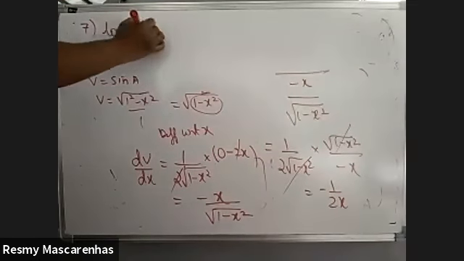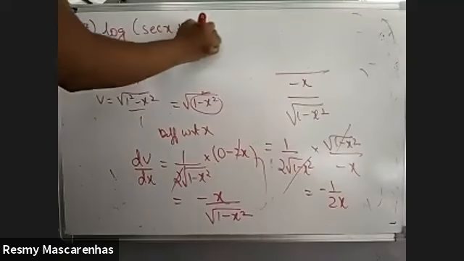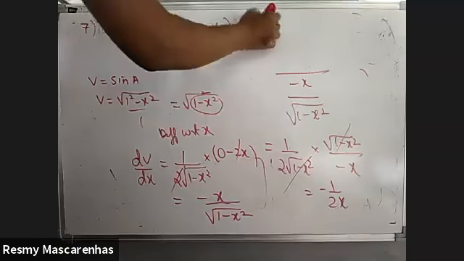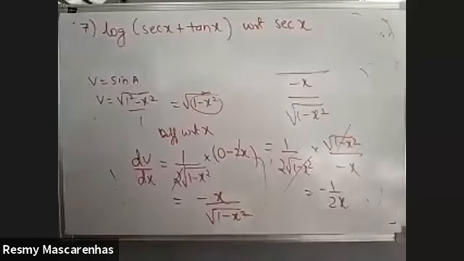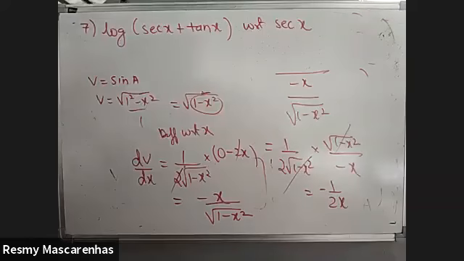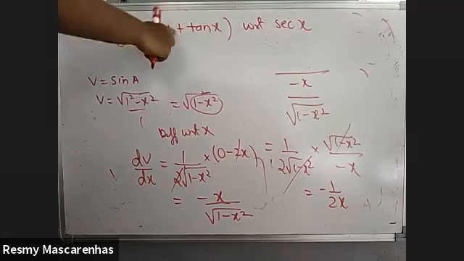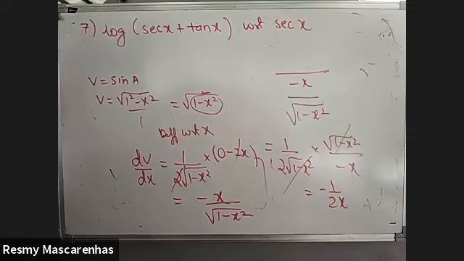Log of sec of x plus tan x with respect to sec of x. Okay, so this is log of sec x plus tan x. So you can directly take the derivative. There's no tan inverse or something to do substitution or simplification. It is log of that. So directly log of that will be 1 upon that into derivative of this. So straight away you can find the derivative.